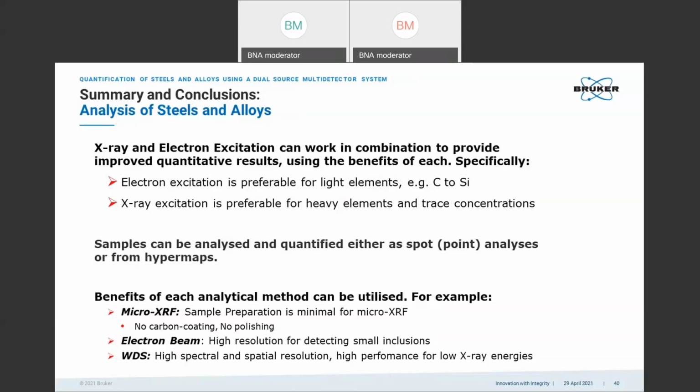And it must be mentioned in these cases, samples can be analyzed and quantified either as spot point analyses or from hypermaps. As was mentioned, the X-ray beam is larger than an electron beam, so the resolution is larger. So any fine scale variation or inhomogeneity will be averaged out, and that's where perhaps electron excitation is going to be useful if there is variation in your sample or potential variation to confirm that. And so in summary, there are benefits to each of these different techniques, from micro XRF, electron beam, and combining it with an EDS or WDS to get your best concentration results.